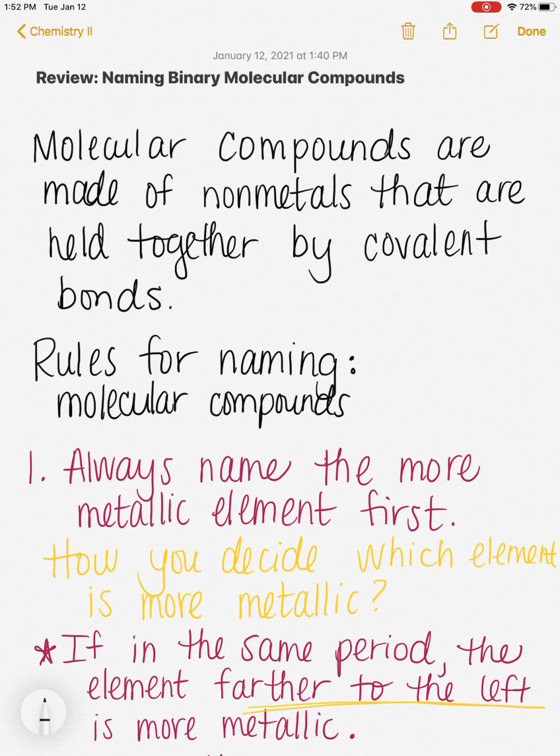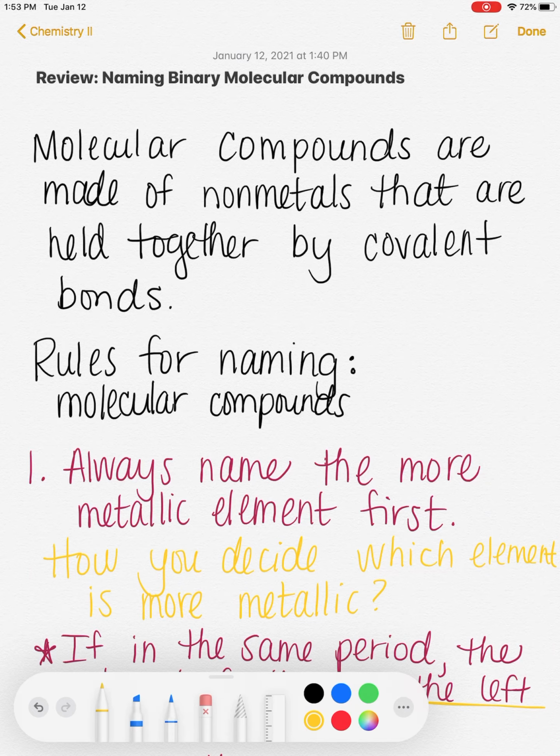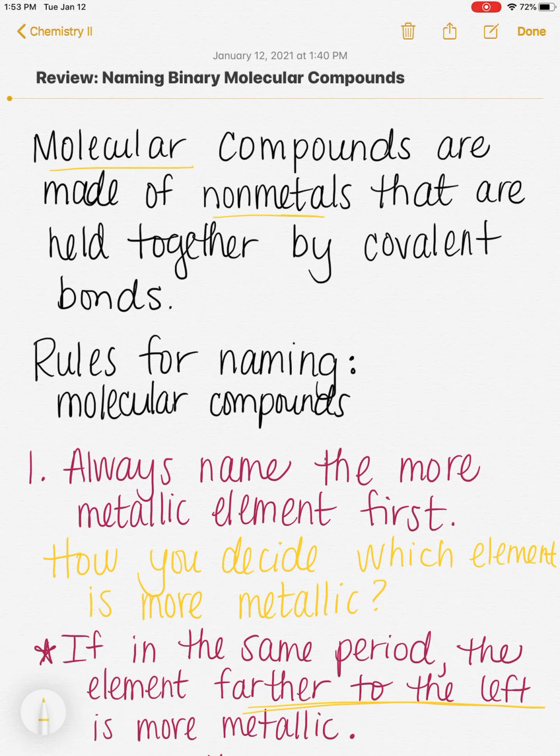Hello, today we are going to be reviewing how to name binary molecular compounds. Binary, remember, refers to the fact that these compounds are made of just two elements, and the fact that they are molecular tells us that they are made entirely of nonmetals, and these nonmetals are held together by covalent bonds.